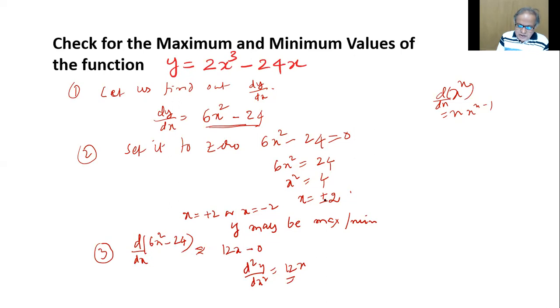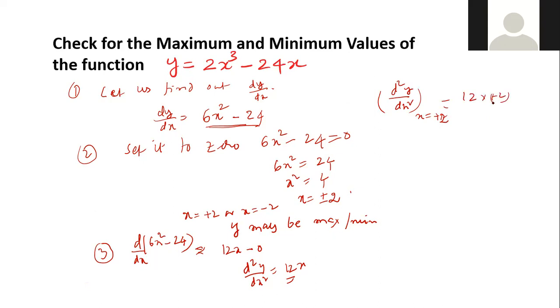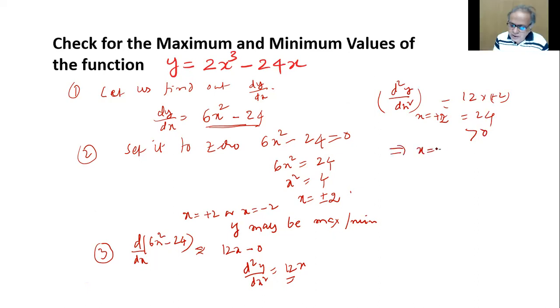Now, I've got x equals plus 1, x equals minus 2. So the fourth step is to find the second derivative at those values, and you'll understand what we have done until now. Look at this. d square y by dx square at x equals plus 2 will be 12 into plus 2, which is 24. Is it greater than 0? Yes. That means at x equals plus 2, y has a minimum value.